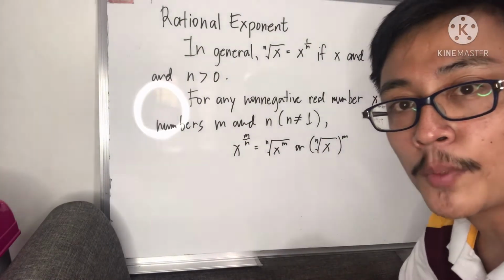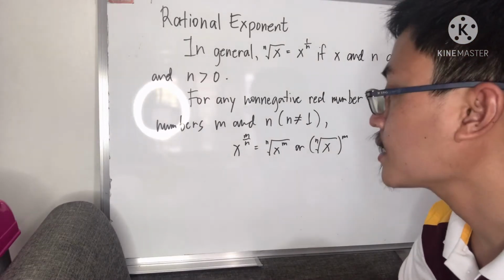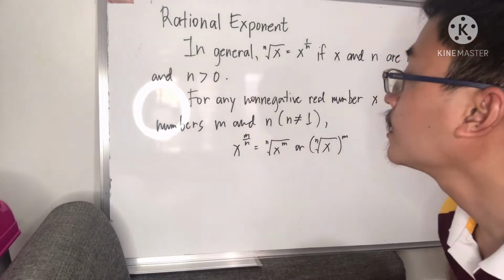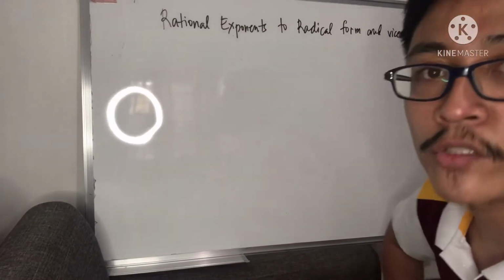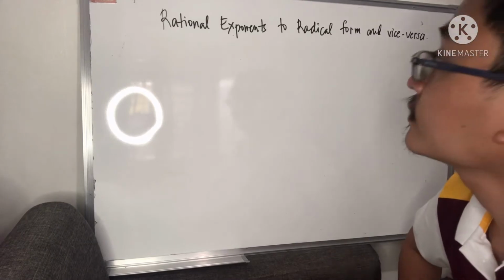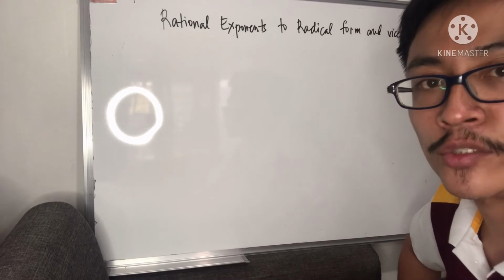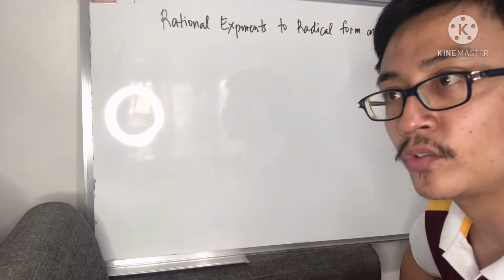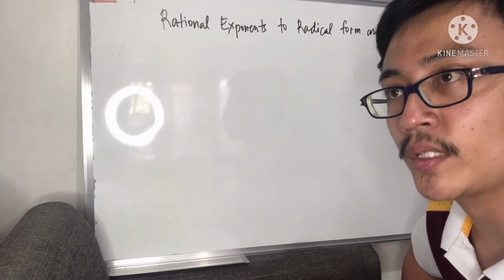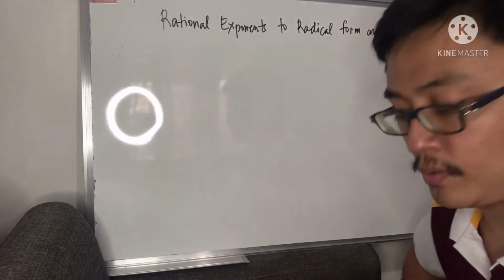Okay. So, magbibigay tayo ng examples dyan sa mga rational exponents in radical form. So, ngayon, tuturo ko naman is how to write rational exponents to radical form and vice versa. So, na-define na natin yung rational exponents and how to distinguish between rational exponents and radical form. Ngayon naman, gagawa tayo ng example by writing.